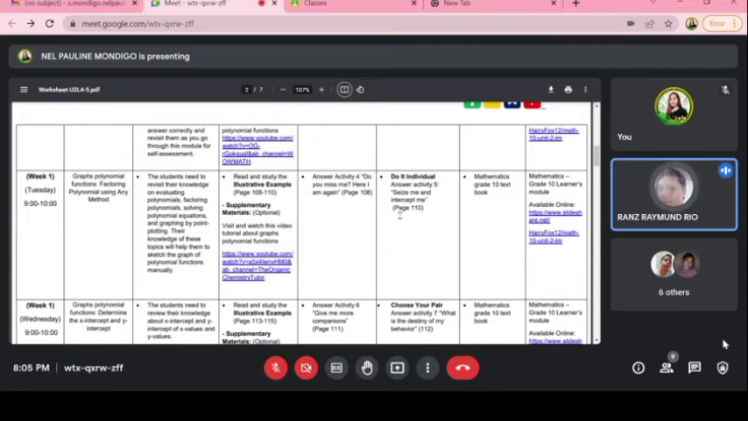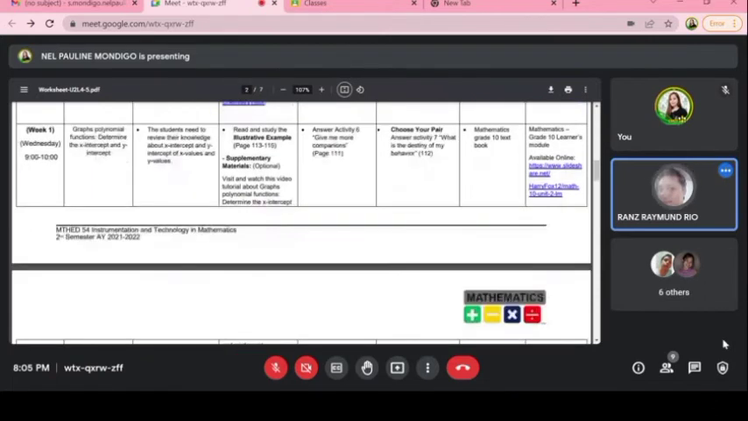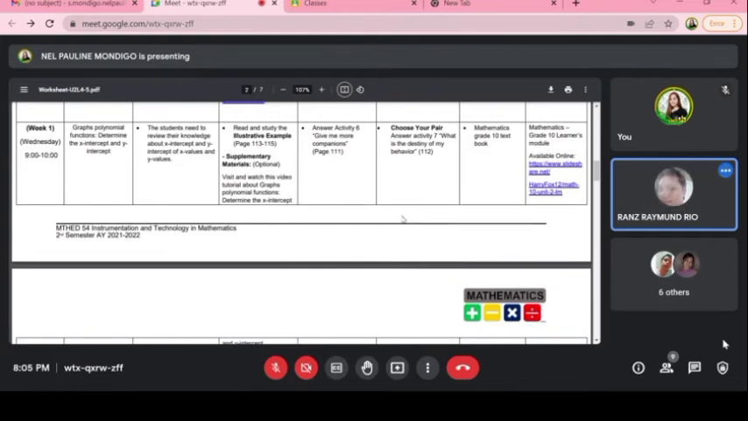And for the independent practice, answer activity 6, Give Me More Companions, page 111. For the assessment, choose your pair. Answer activity 7, What Is the Destiny of My Behavior, which is located at page 112. For the ICT integration, for the hardware, the Mathematics Grade 10 textbook. For the software, it is online, which is the Mathematics Grade 10 learning module.